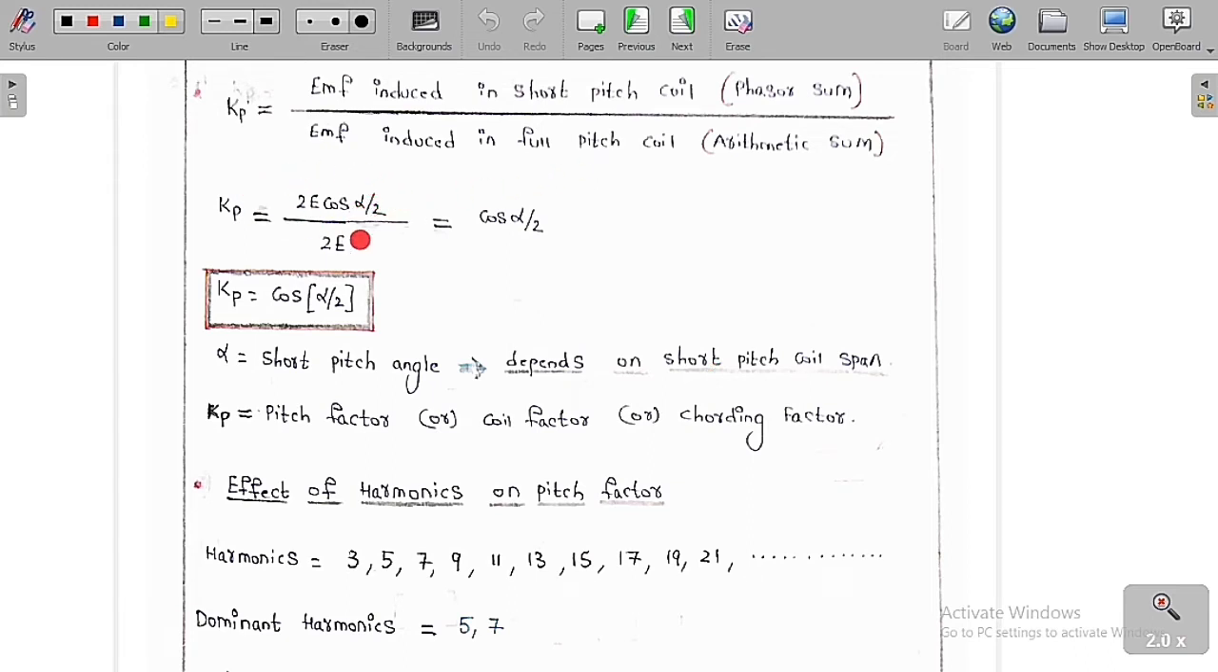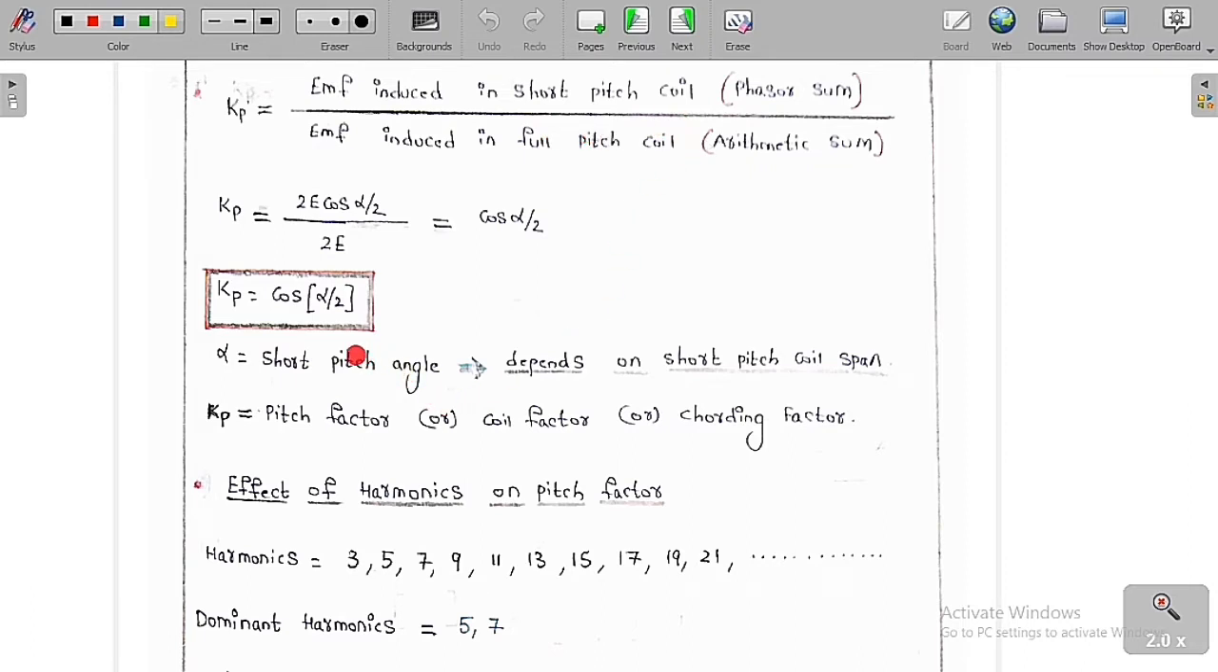So this value is always lesser than this value, which means this ratio is always lesser than 1, because the denominator is always greater than the numerator. So this ratio is always lesser than 1. And one more important point is that the EMF induced in the full pitch coil is always greater than the EMF induced in the short pitch coil.